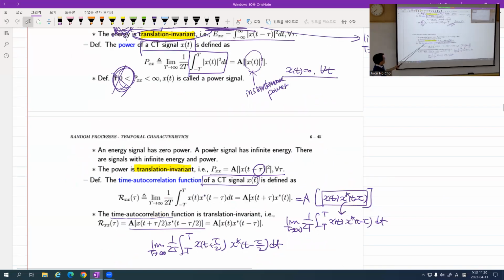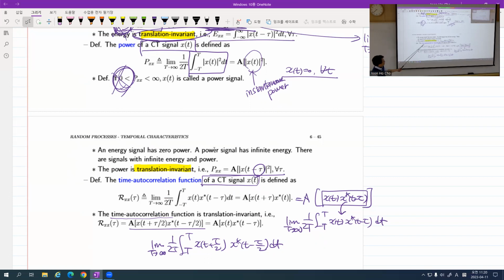In general, an energy signal, a finite energy signal, has zero power. And a power signal has infinite energy. That's obvious. And the power is also translation invariant. So if you define y of t as x of t minus some delay, then the power of x and the power of y are the same.